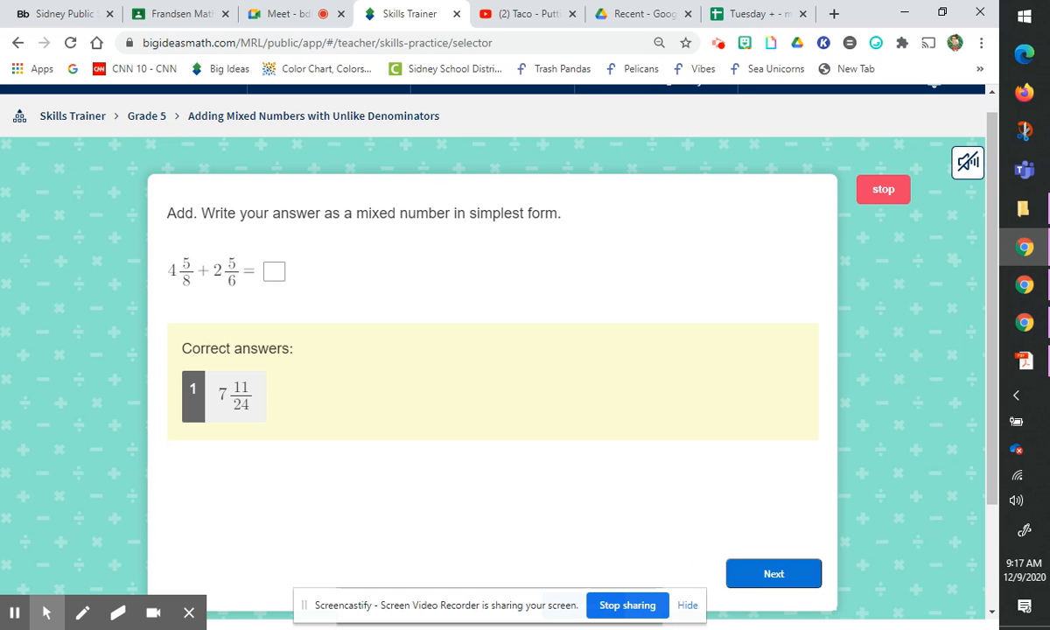Okay, let's clear our boards and try one more. This one says 3 1/4 plus 6 4/6.